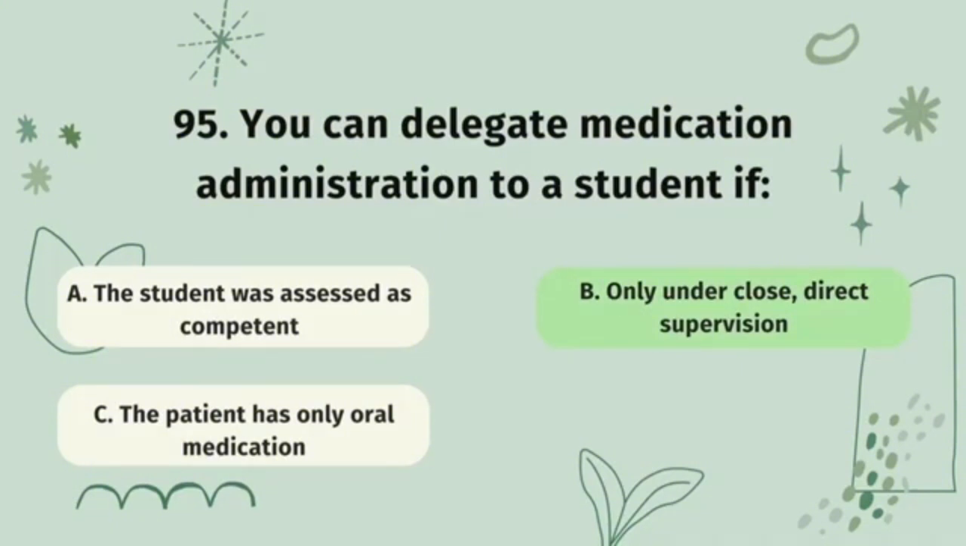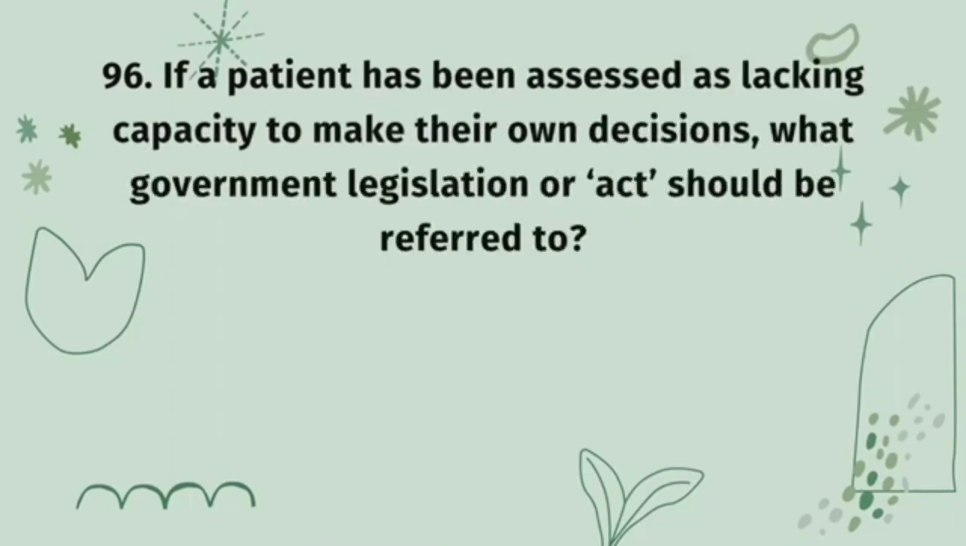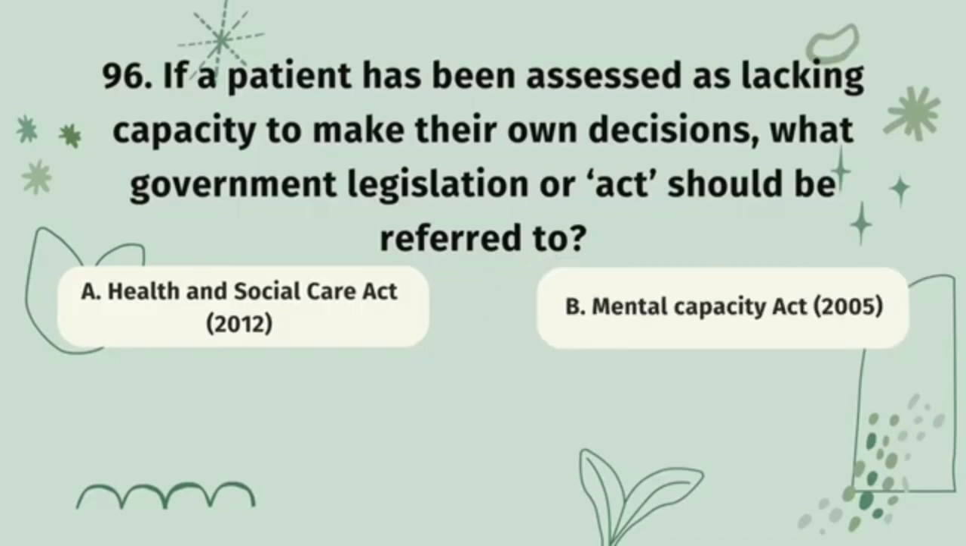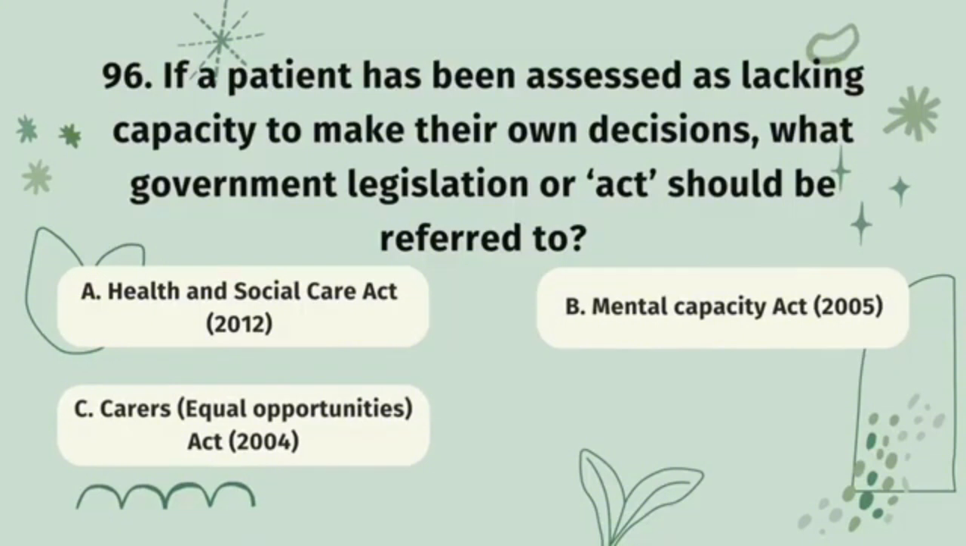The correct answer is B. Question 96. If a patient has been assessed as lacking capacity to make their own decisions, what government legislation or act should be referred to? Option A, Health and Social Care Act 2012. Option B, Mental Capacity Act 2005. Option C, Carers Equal Opportunities Act 2004. Option D, all of the above.